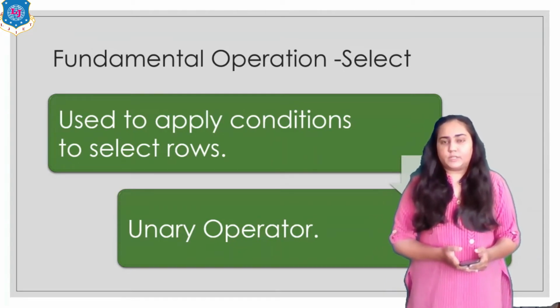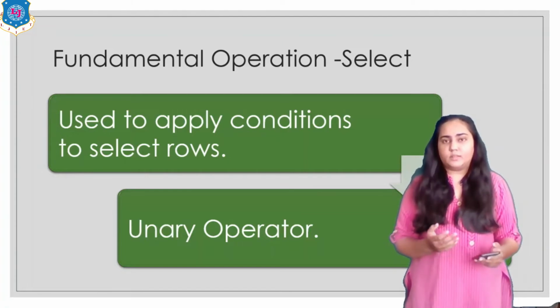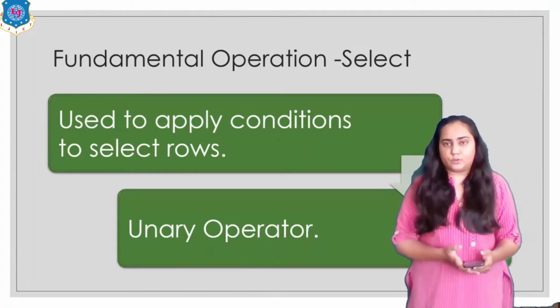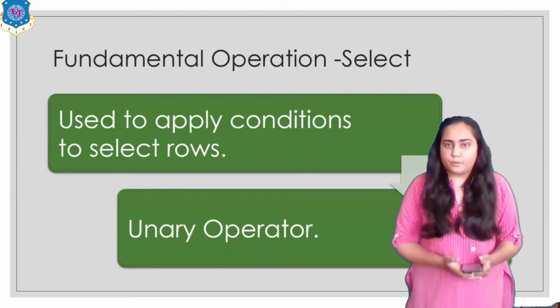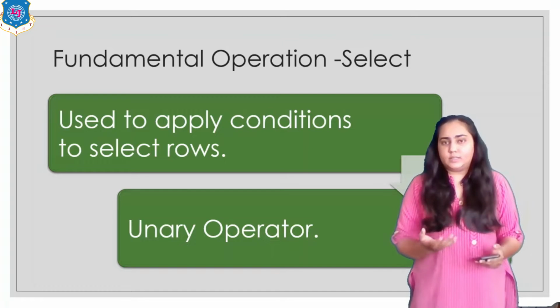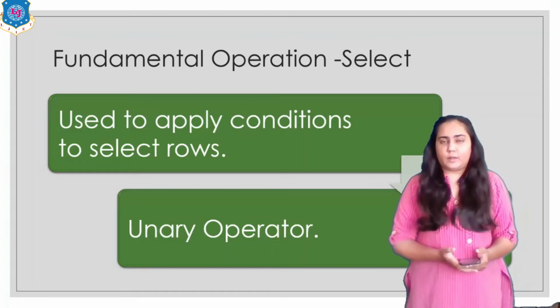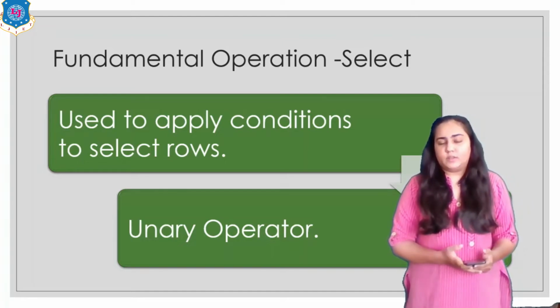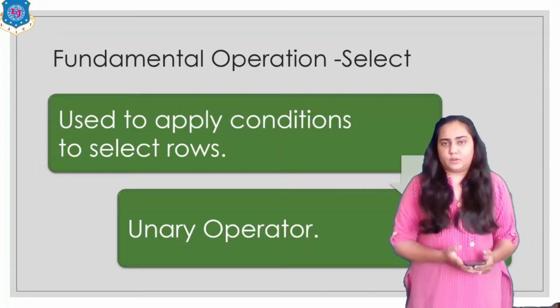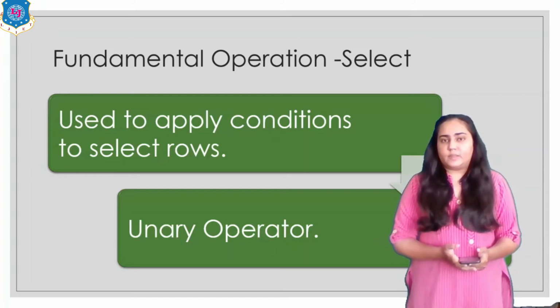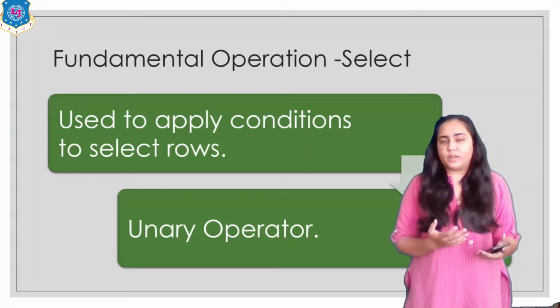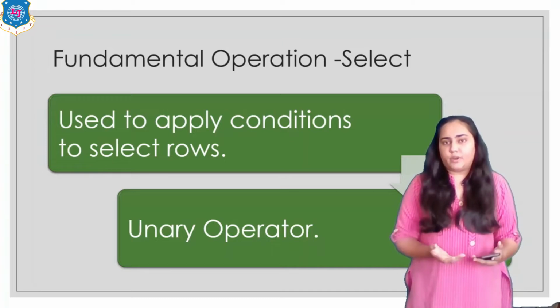This is used to apply conditions to select rows. Whenever you want to select some rows and eliminate certain rows based on some condition, you will be using the select operation. And this is a unary operation. If you have studied set theory or any kind of mathematical theory, you'd know that there are operators that are unary and operators that are binary. The unary operators are those that require only one operand to work with.